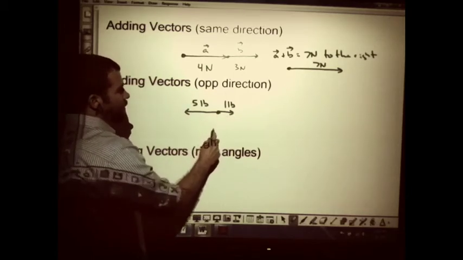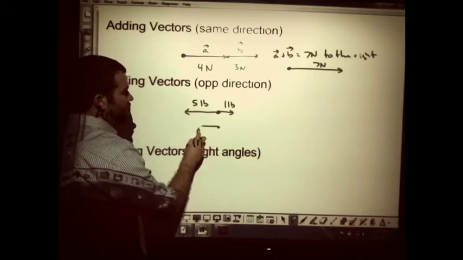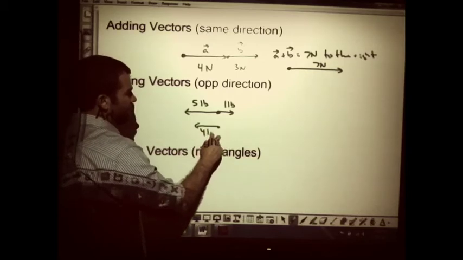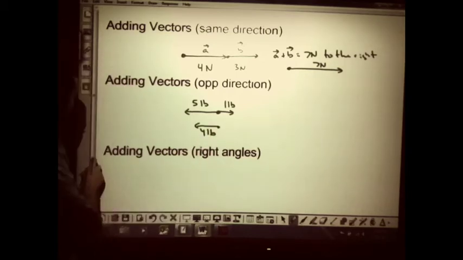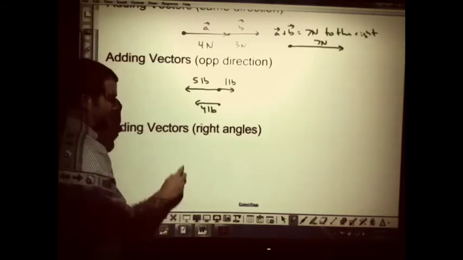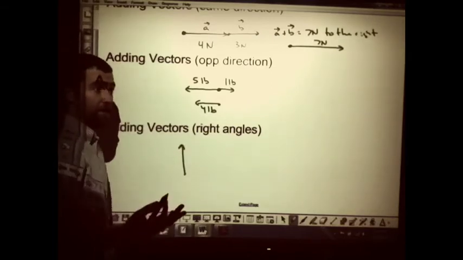5 to the left, 1 to the right. The overall vector of this would be a 4-pound force to the left. What if they're at right angles to each other? As you might guess, we're going to use the Pythagorean theorem.